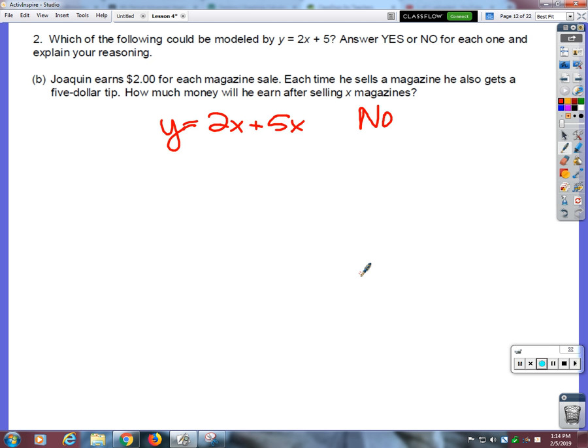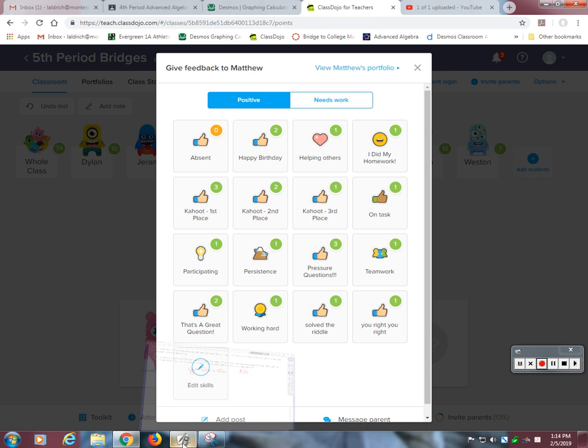If it's 2x plus 5, then that means you're in a situation where you're only getting 5 once, not each time you sell the magazine. So basically, they're making $7 a magazine. So that's not so bad.